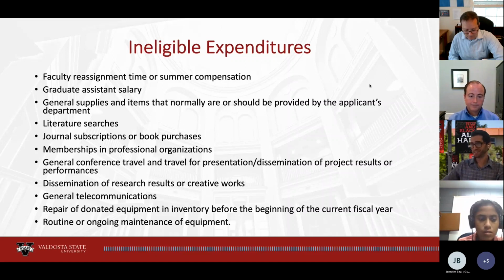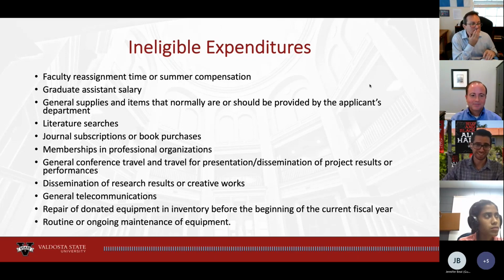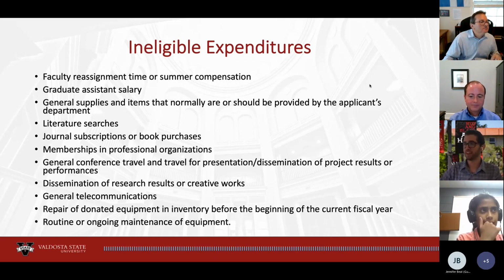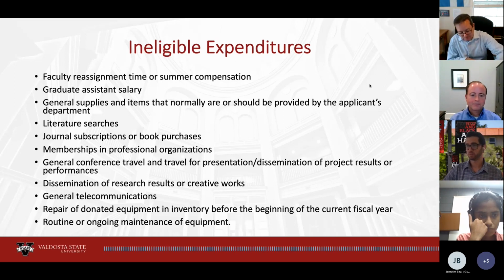And then an even longer list here. No, you can't pay for a grad assistant using this. In all honesty, it wouldn't cover a grad assistant for a full year anyway, because I believe that's over $10,000 to get a graduate assistant. Last I looked, it can't be for journal subscriptions, ongoing maintenance of equipment, things of that nature. So please be careful with that. Again, these are online for you as well.